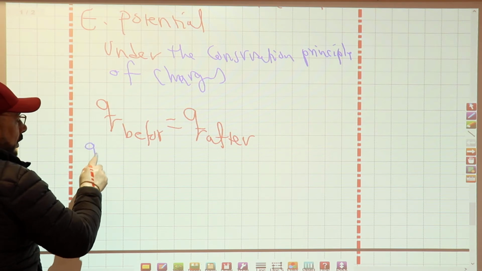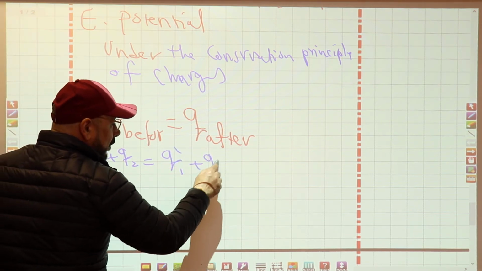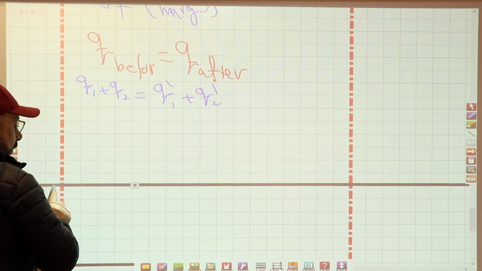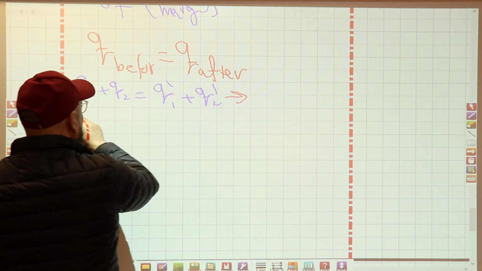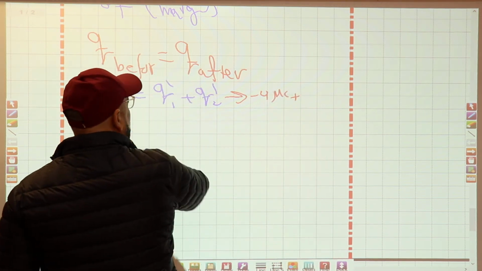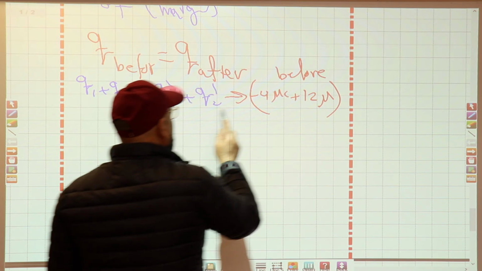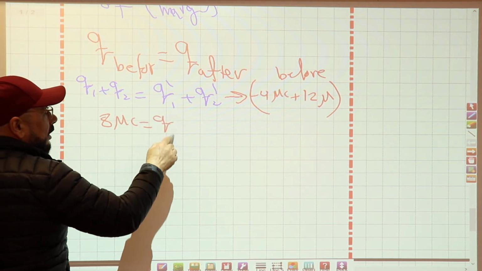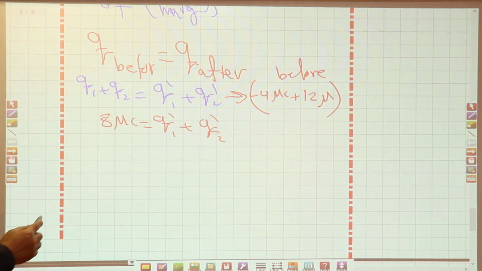Q before is Q1 plus Q2. Q after, we don't know, we're going to call it Q1 prime and Q2 prime, good? Now, what is Q1 prime here? Q1 plus Q2. Q1 is negative 4 microcoulomb plus Q2, 12 microcoulomb. This is before, which is 8, right? Negative 4 plus 12, we're going to take it as positive 8 microcoulomb. Then at the end, the two spheres, both of them, will have positive charge up to 8 microcoulomb.